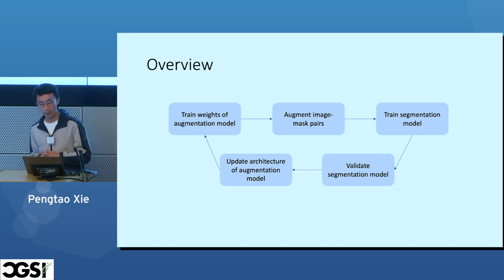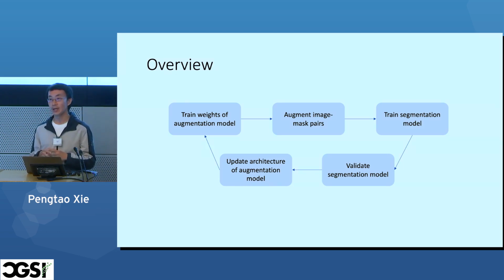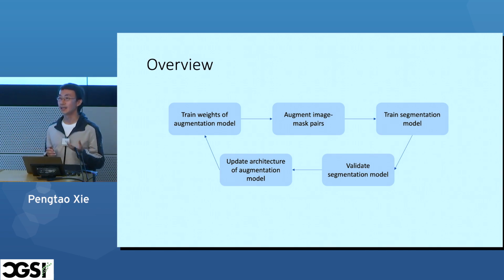So this is an overview about this method. It has the following steps, which are organized into a loop. First of all, we train, so in the framework, we have two models. One is a data augmentation model. The other is a semantic segmentation model.